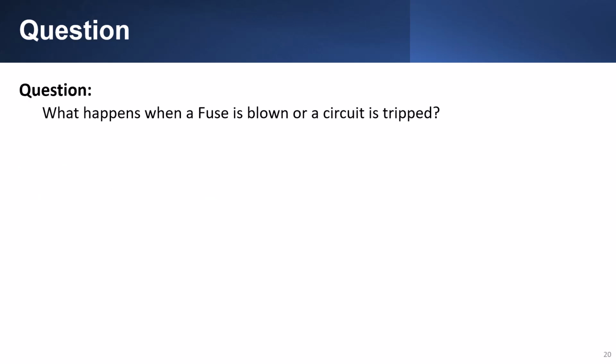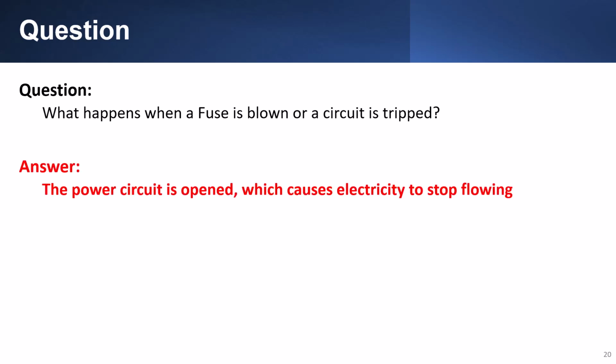Question: what happens when a fuse is blown or a circuit is tripped? Answer: the power circuit is open, which causes electricity to stop flowing.